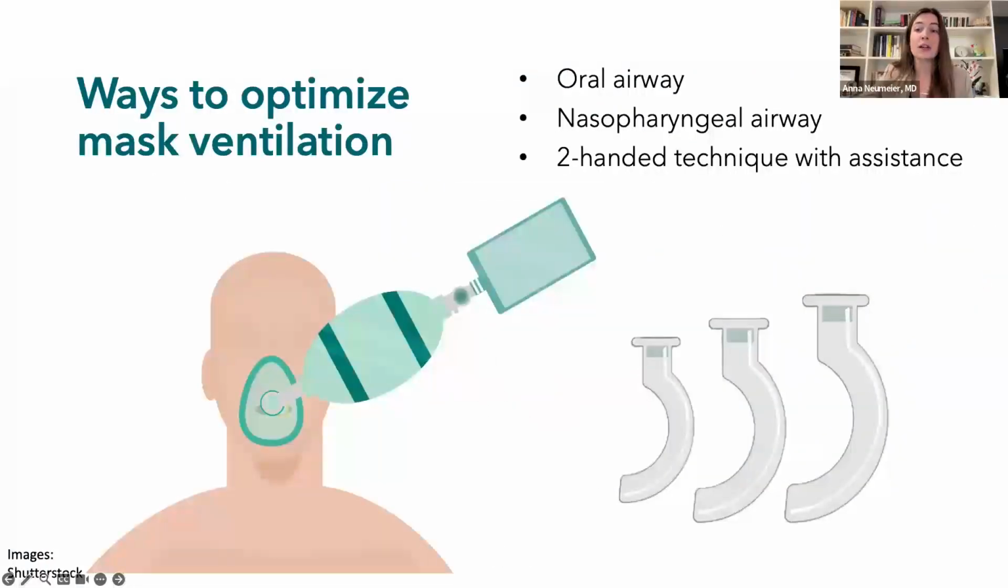Let's discuss strategies to optimize mask ventilation, as many patients will have anatomic factors that make mask ventilation more difficult. As we discussed previously, this could include having a beard, perhaps being edentulous, or just severe facial diaphoresis. Approaches to improve the efficacy of bag valve mask ventilation include using an oral airway, a nasopharyngeal airway, or using a two-handed technique to optimize the seal and having assistance with another provider to inflate the bag.